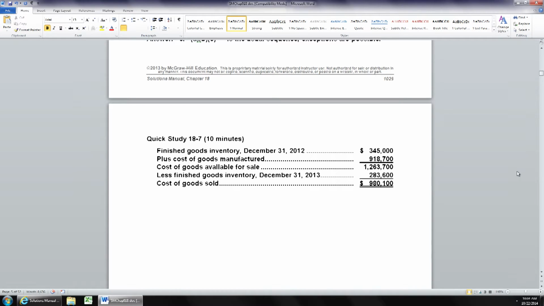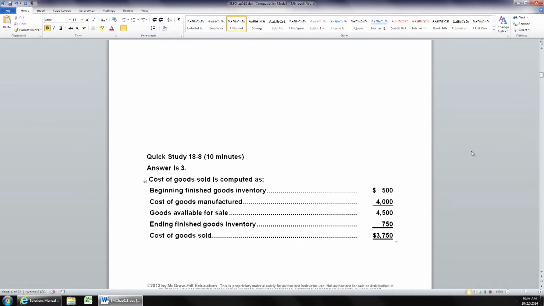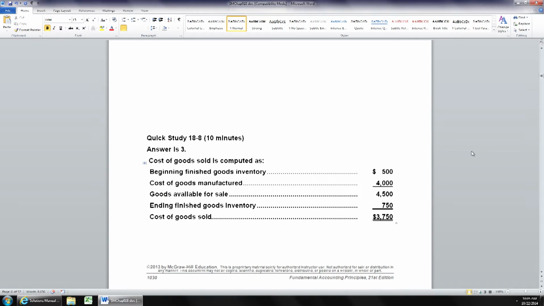Quick study 18.8. A company has year-end cost of goods manufactured of $4,000, beginning finished goods of $500, and ending finished goods inventory of $750. What is the cost of goods sold? Anybody? $3,750, just as shown there on the screen. Is that right? Okay. Pretty easy.